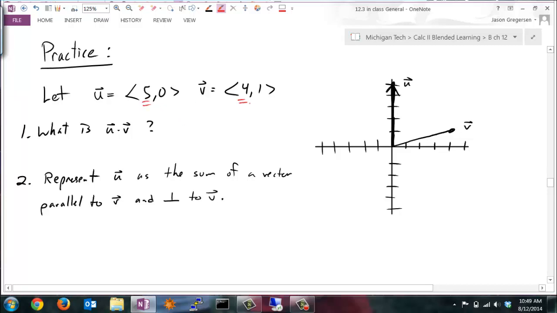This times this plus this times this. So my dot product should be 20.